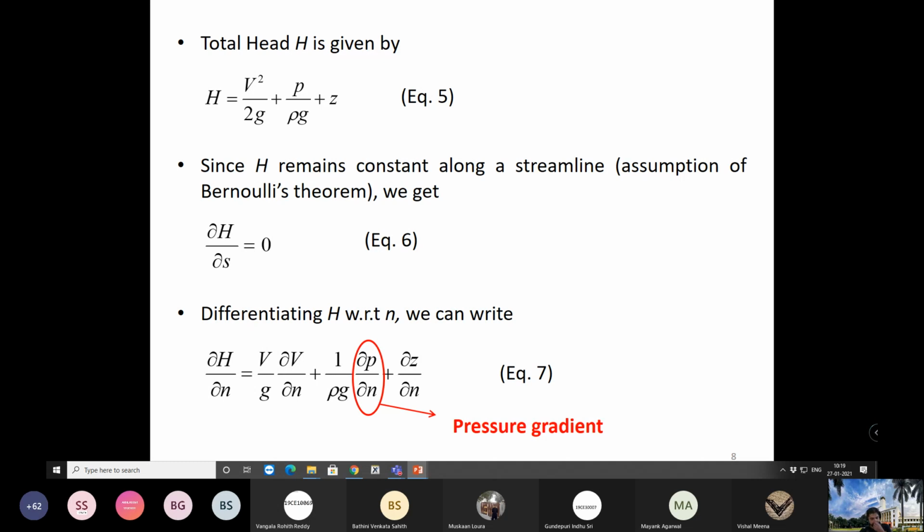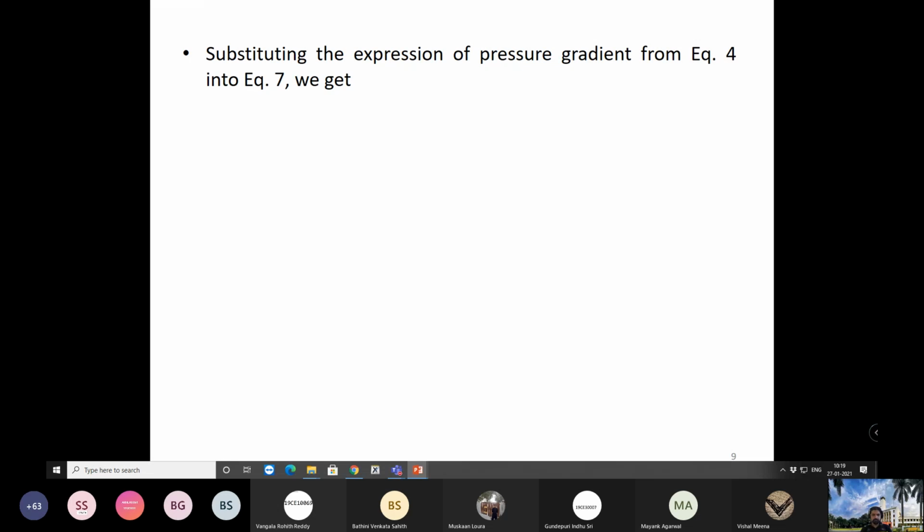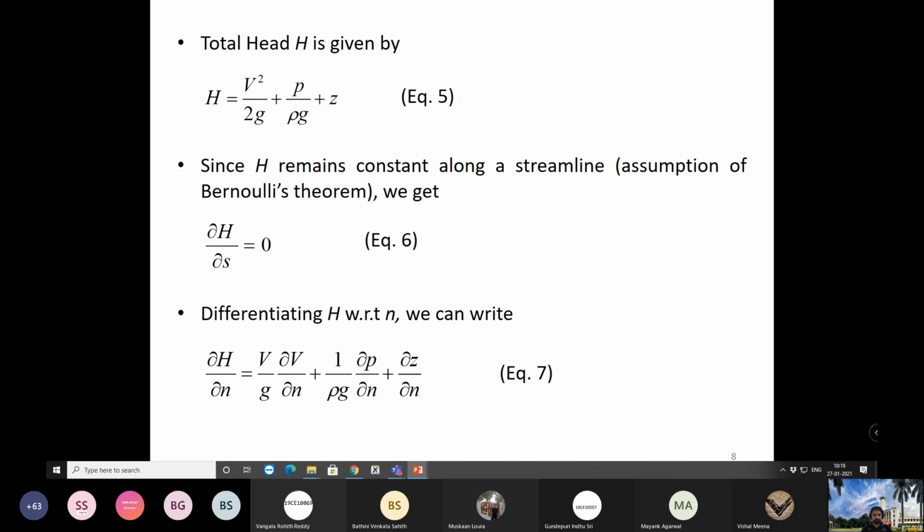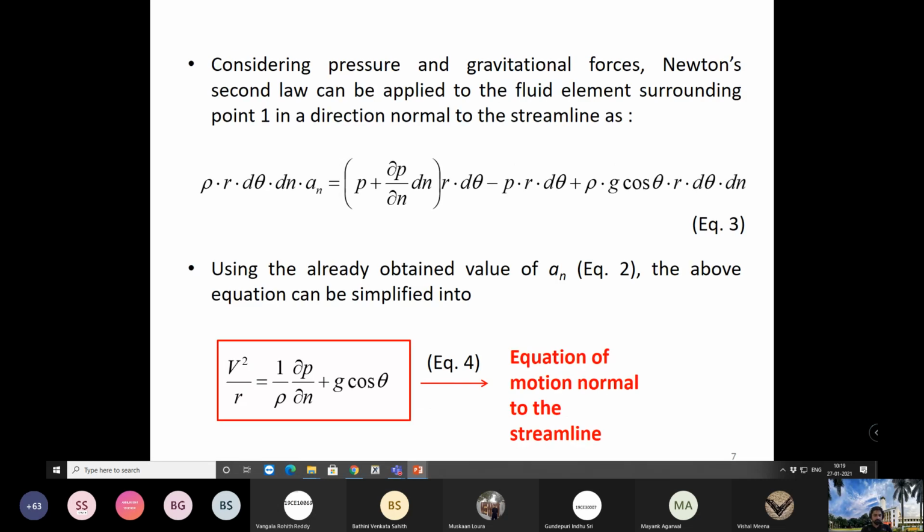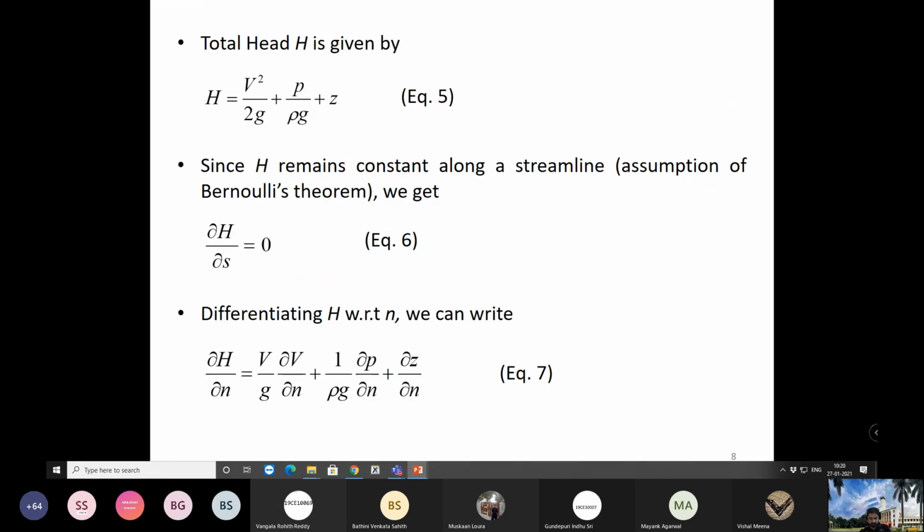And now we know that del p del n is the pressure gradient, right? The rate of change of pressure in the normal direction is called the pressure gradient. Now we substitute the expression of pressure gradient from equation 4 in this equation. You remember we have the equation where we related del p del n to v square by r and g cos theta.